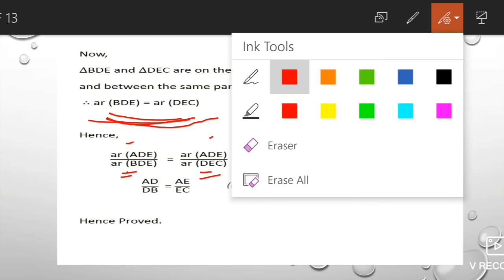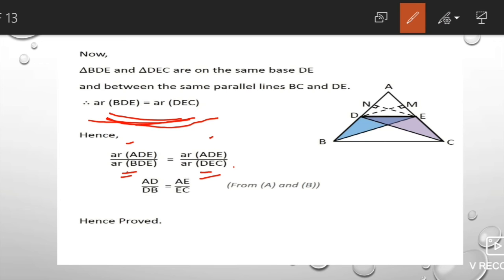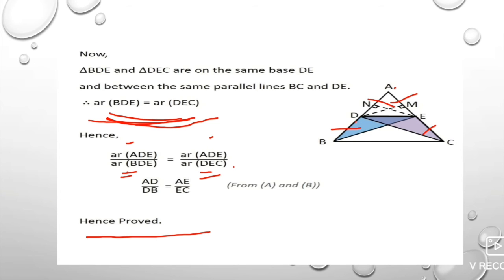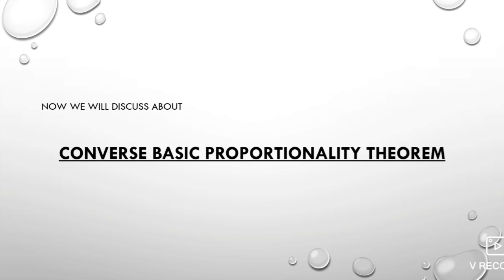That is what you had to prove, right? AD by DB is equal to AE by EC. Hence the theorem is proved, that is, the ratio of the sides are equal. This is the BPT theorem. Okay, now check the next slide. Next slide is the converse of the BPT theorem.